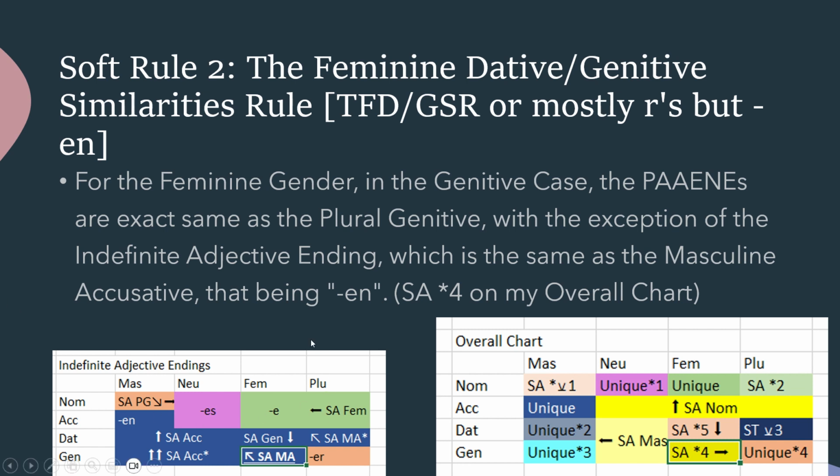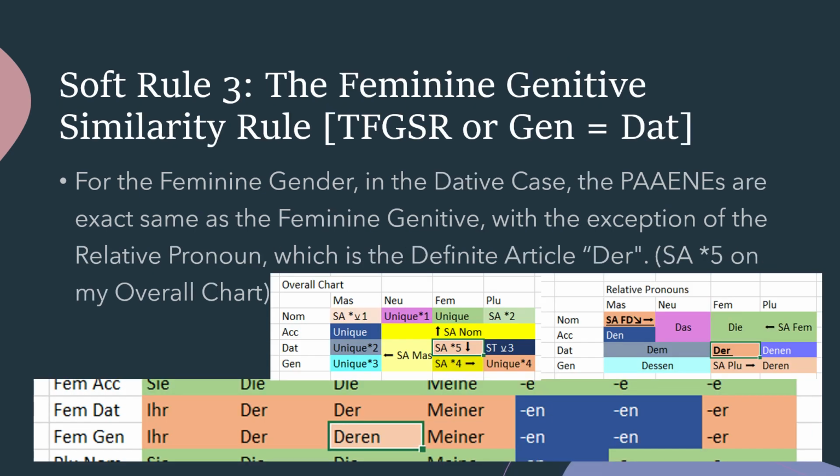I messed that up. But here, the feminine genitive right here, this is the only instance where it is not the same as the plural genitive. Other than that, just remember the plural genitive, and just remember that the feminine genitive is only different in the indefinite adjective endings. That'll help you learn these a lot easier.